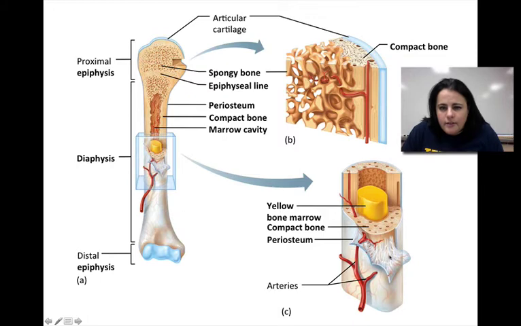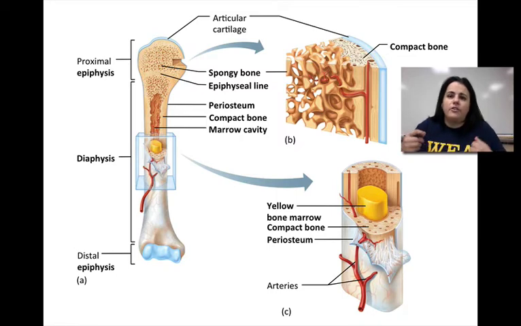Now if we zoom in on a little part of that, you could see on the spongy bone area, right here if we zoom in, this blue stuff on the outside is not periosteum, it's actually a type of cartilage, hyaline cartilage or articular cartilage. And the reason it's found on the epiphysis is because that's where joints occur, or articulations.